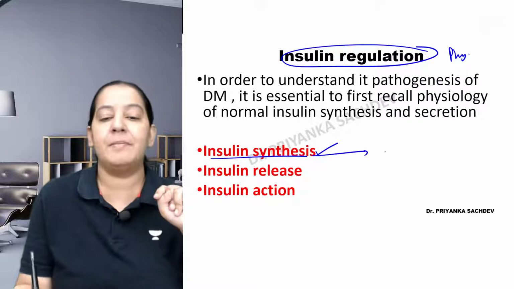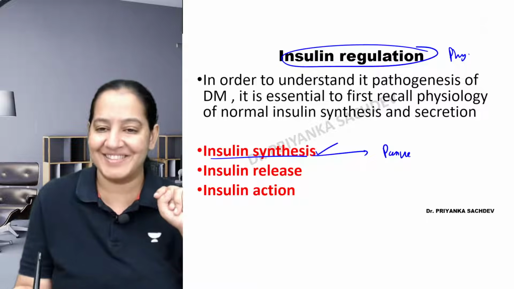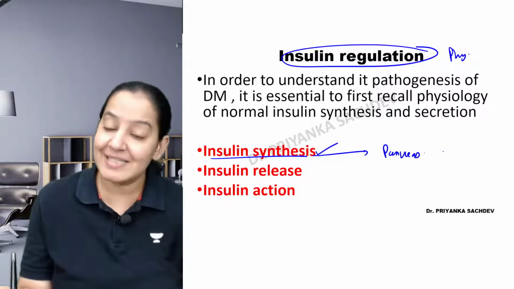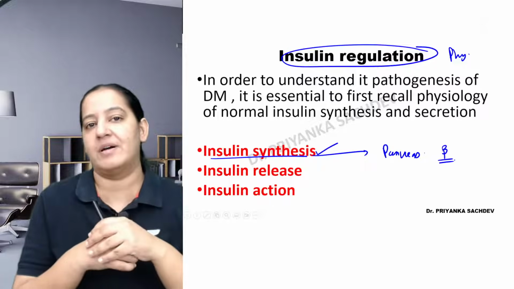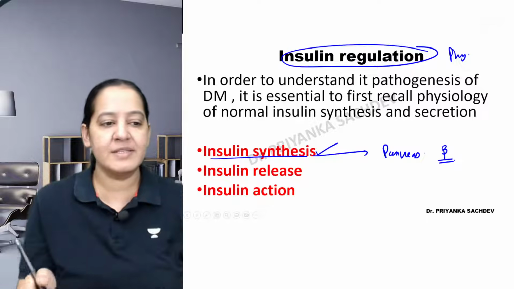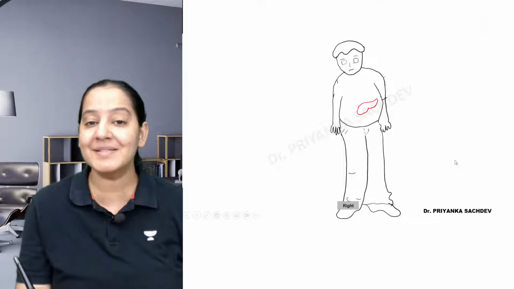Okay, it is synthesized in the pancreas. In which cell of the pancreas? It is synthesized inside the beta cell of the pancreas. So can you tell me the steps? How is it synthesized?